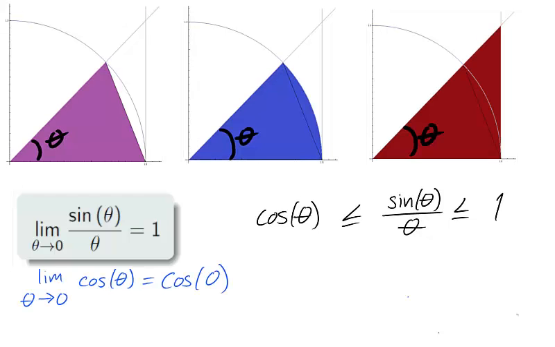Cosine is continuous at all points, therefore the limit of cosine as theta goes to 0 is cosine of 0, or 1. Since sine theta over theta is bounded by two functions which both approach 1 as theta goes to 0, sine theta over theta is squeezed to 1. We now have our identity. If you've had trouble following this proof, you can find an alternative proof in Stewart on page 142.